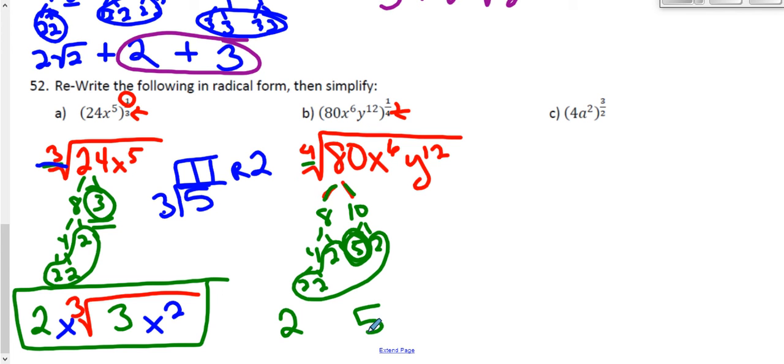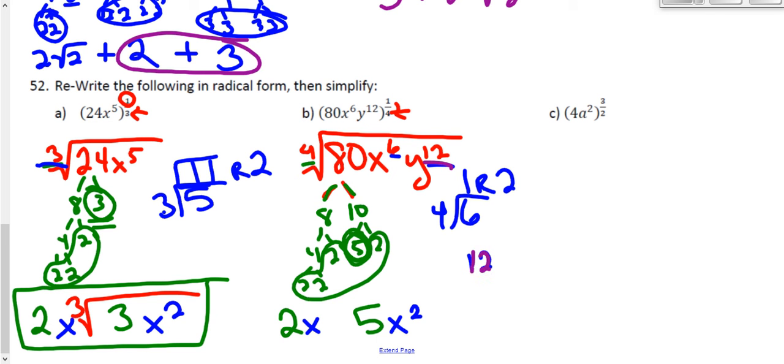Now let's take a look at my x's. Again, I'm going to use division. I have 6 x's inside. I need 4 to bring something out of my radical. 4 goes into 6 once. That tells me 1 x can come out. 1 times 4 is only 4. I have a remainder of 2. That tells me that 2 x's are stuck inside, x squared. Let's do that same thing for y. I have 12 y's.